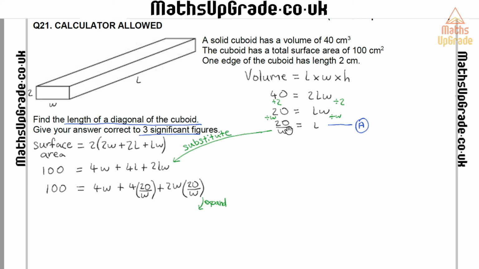The next thing I'm going to do is find the surface area and relate that to the length, width and height. I'm told the surface area of the cuboid is 100. And I know the surface area of a cuboid is given by the area of the 3 visible faces, the 3 visible rectangles, multiplied by 2. When I expand this expression, I'll get 100 equals 4W plus 4L plus 2LW. If I substitute this expression here for L, I'll get 100 equals 4W plus 4 brackets 20 over W plus 2W brackets 20 over W.